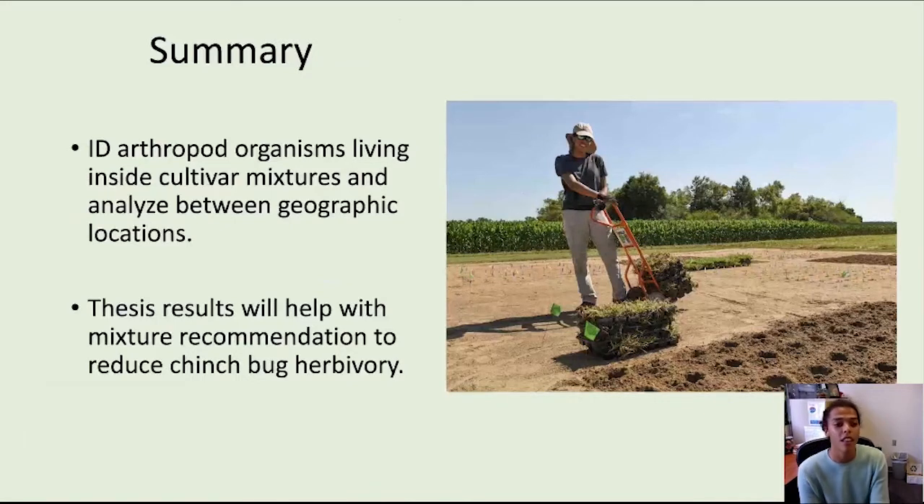So to summarize my thesis on why any of that is important, we have a new type of grass that hasn't been studied before. So IDing arthropod organisms living in these cultivar mixtures could help us to specify the recommendations according to geographic location, if there's any difference in the arthropods according to the geographic location. And the thesis will also help with recommendations for reducing chinch bug herbivory. Like I said, finding that specific mixture that continuously reduces fecundity, body size, herbivory, that's the most important part of what's going to come from this.